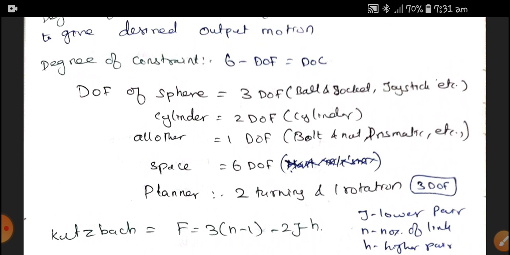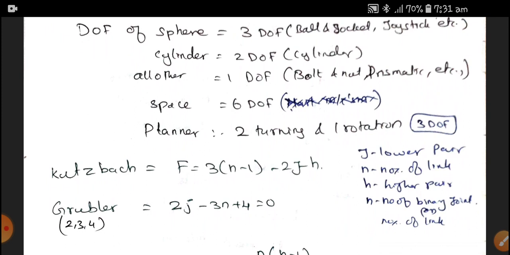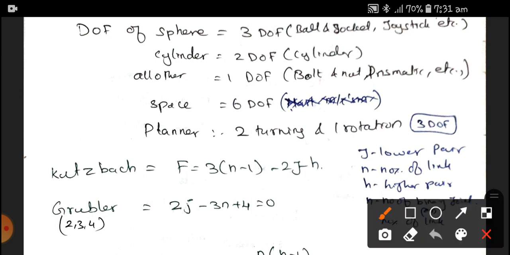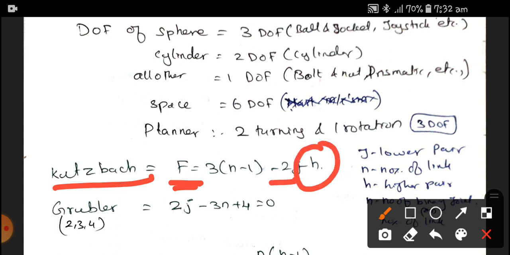Okay, next, if we discuss the degree of freedom, we definitely come across two different types of equations. One is the Kutzbach equation, and the other is the Grubler equation. Here, they consider parameters like j as the number of lower pairs, h as the number of higher pairs, and n as the number of links. The Kutzbach equation gives the degree of freedom f equal to 3 into n minus 1 minus 2j minus h. Here h is the higher pair and j is the lower pair.